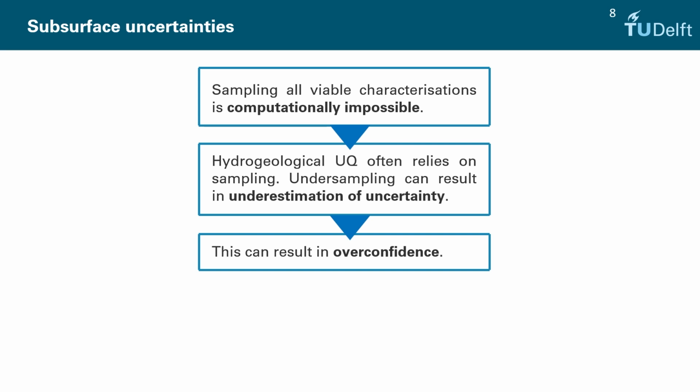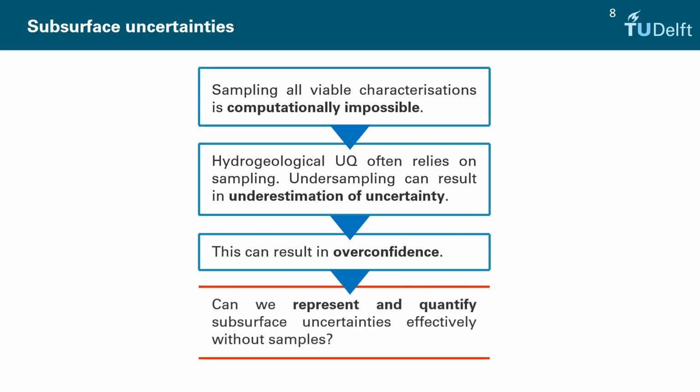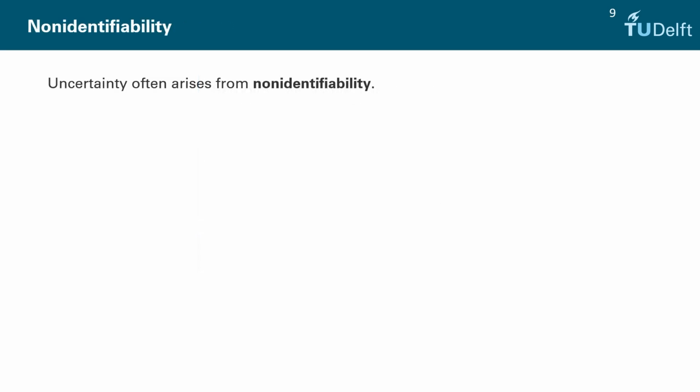So in this study, we want to take a look into if there are methods that maybe can represent and quantify uncertainties without the need to resort to random sampling. Before we go into how we want to achieve that, let's first take a look at the problem in a little bit more detail. I mentioned before that a lot of the uncertainty in groundwater models comes from non-identifiability.